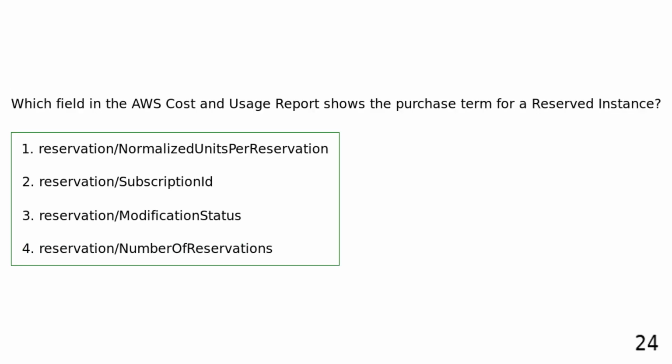Which field in the AWS cost and usage report shows the purchase term for a reserved instance? Reservation/normalized units per reservation. Reservation/subscription ID. Reservation/modification status. Reservation/number of reservations. The reservation/modification status field can indicate the purchase term for a reserved instance, such as no modification for a standard term or specific changes if modified.